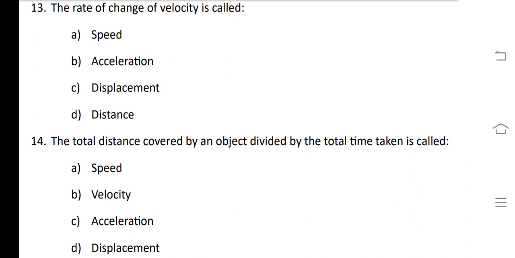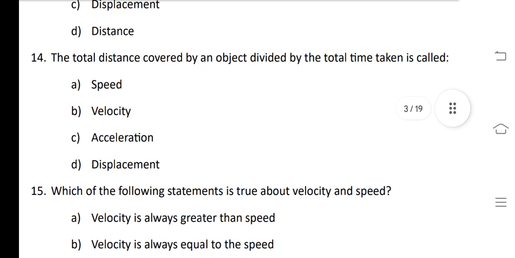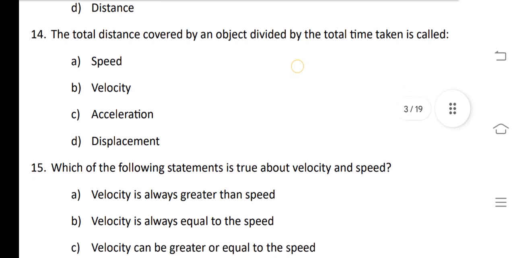In the next question, the total distance covered by the object divided by the total time taken is called the speed. This is the formula of speed. Total distance covered divided by total time taken.